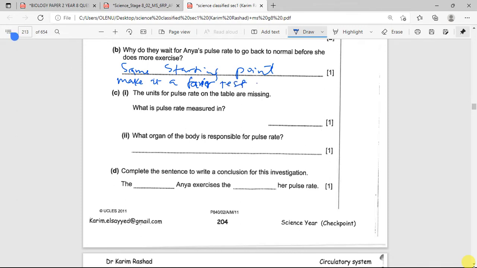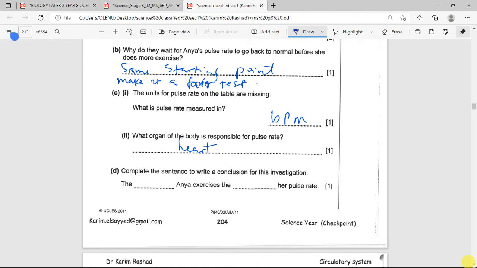Now, the units for pulse rate on the table are missing. What is pulse rate measured in? Pulse rate is measured in beats per minute. Now, what organ of the body is responsible for pulse rate? It is the heart.